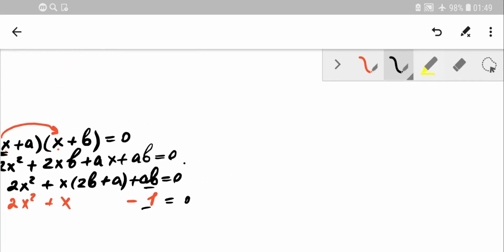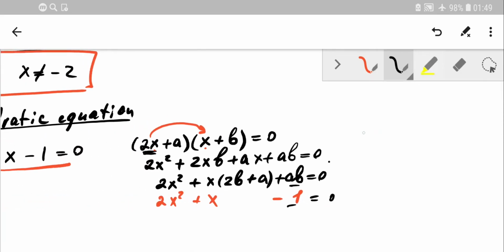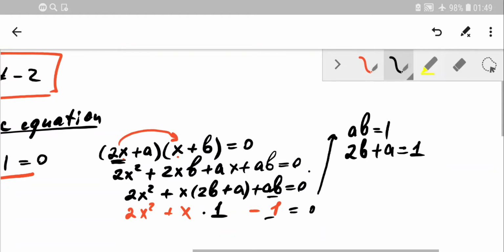So right now I'm setting up the following steps. I have the comparison ab equals negative 1, and also 2b plus a should be equal to the coefficient before x, that's simply 1. Okay, so a times b is negative 1, and 2b plus a is 1. So what's the possible solution? Probably, let's see, if b is 1 over 2 and a is 1. No, we can't get that.